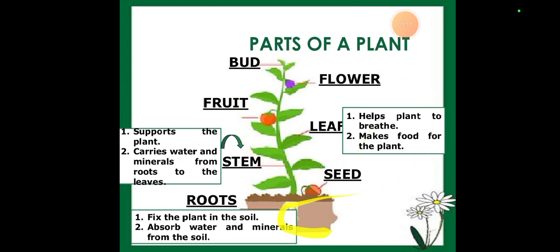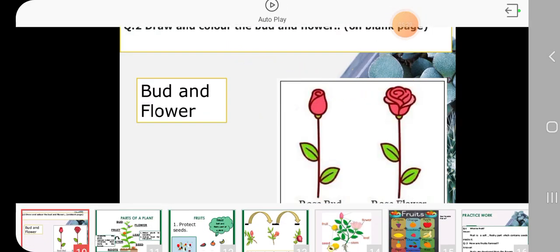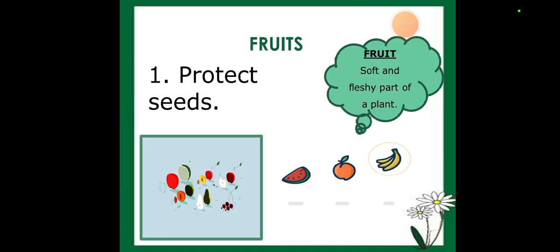Parts of a plant. Roots fix the plant in the soil and absorb water and minerals from the soil. The stem supports the plant and carries water and minerals from the roots to the leaves, and leaves help the plant to breathe and make food for the plant. As you know, these three we have learned, so this would be easy for you.